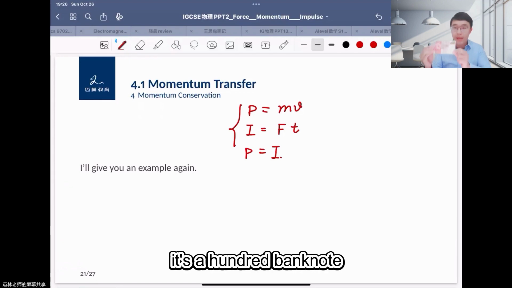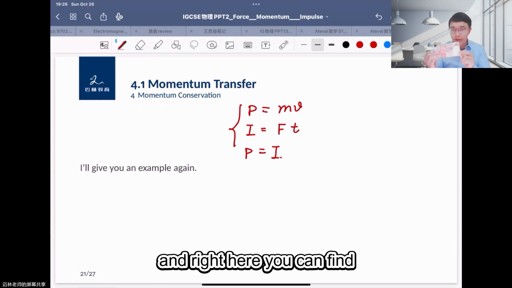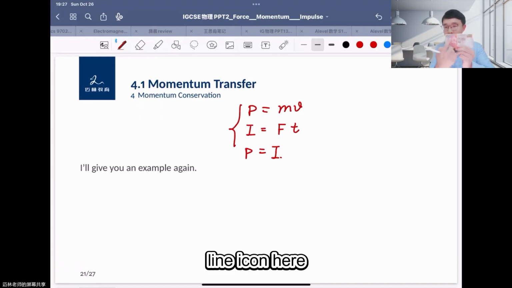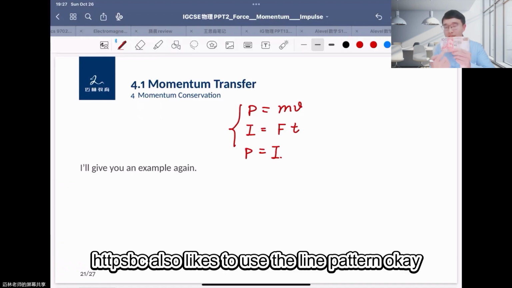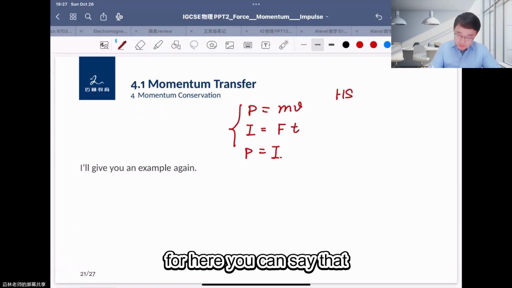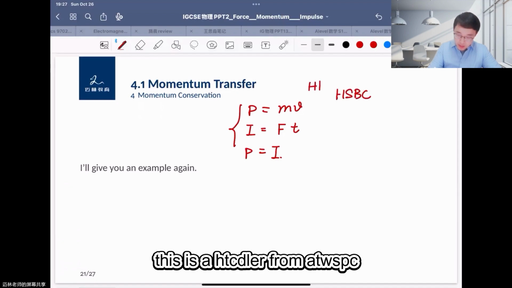It's a 100 banknote. And right here, you can find this banknote. Maybe if you are very familiar with Hong Kong dollar, here's a line icon right here. Maybe HSBC also likes to use the line pattern. Okay. So for here, you can say that this is a Hong Kong dollar from HSBC.